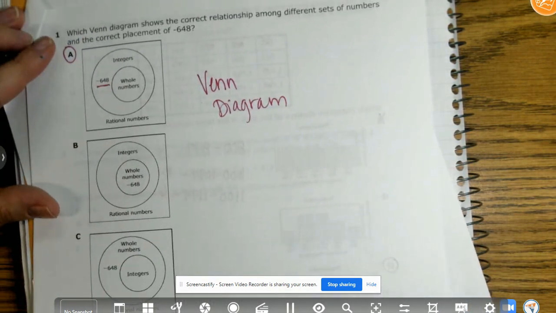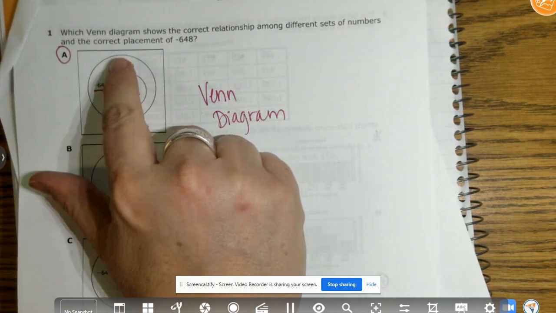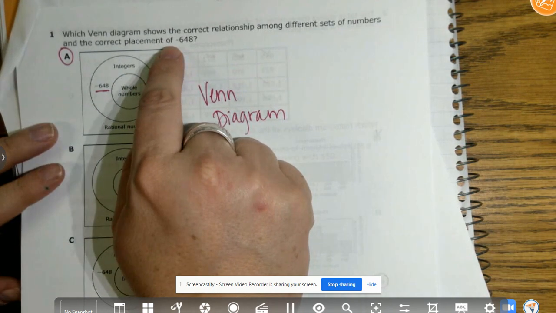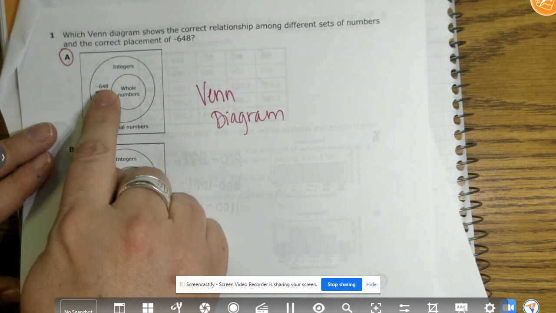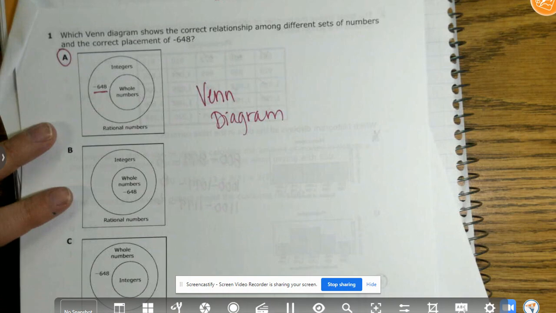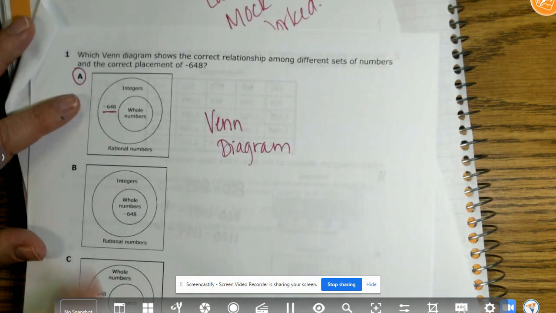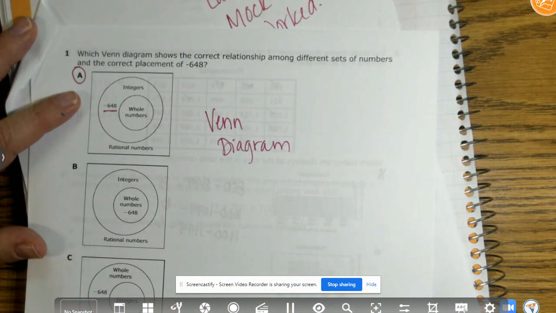The first question was: which Venn diagram shows the correct relationships among the different sets of numbers, and what shows the correct placement of negative 648? My answer choice was A, because negative 648 is an integer. It's not a whole number. If you looked at the other ones, there would be a whole number here. Whole numbers don't go here. Again, it wouldn't be a whole number. And integers do not go on the inside. Whole numbers do. So you've got to think back to that Venn diagram. Negative 648 would be considered an integer, and it would be right here.